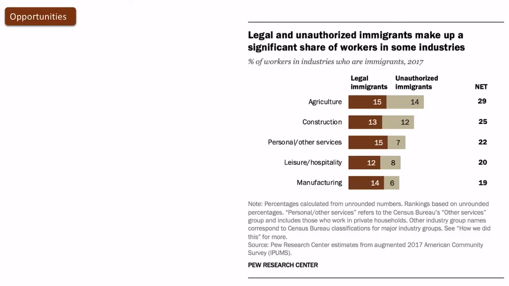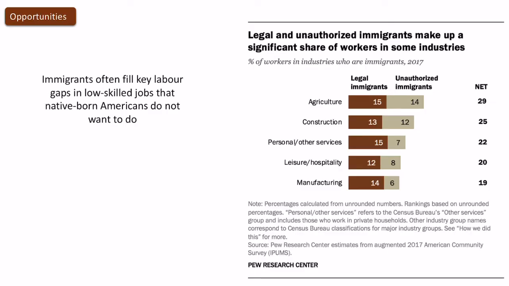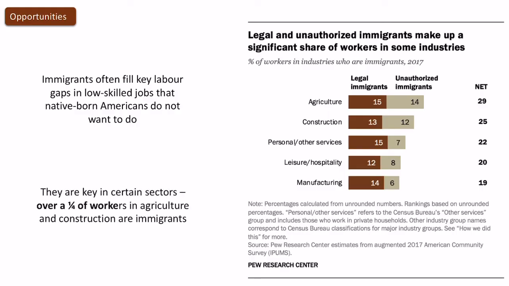We said there are challenges, but there are also opportunities. One of the obvious opportunities is that key labour gaps for low-skilled jobs get filled, and these are often jobs that native-born Americans don't actually want to do. Some industries are propped up essentially by the migrant labour force. Examples on the right here, and this can be legal and illegal migrants, but nearly a quarter of agriculture and construction are made up of migrants of some sort. Manufacturing and hospitality industries are again really important areas that the migrant population help support and keep running.